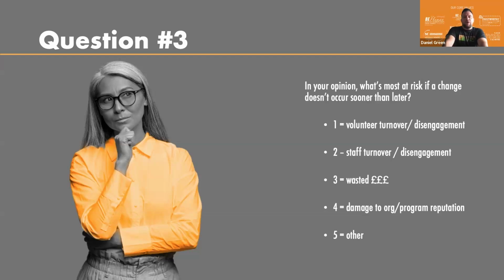So Sarah's put 1 and 5, lack of ability to grow. So looking for something with a bit of scalability in there. Francesca's put number 4, yep, damage to orgs and programs reputation. Stuart's put 4, 1 and 3. 5 is our trust promises. Sarah and Eileen have put 4 and 3 and 4 respectively. Teresa's put 1, 2 and 3.